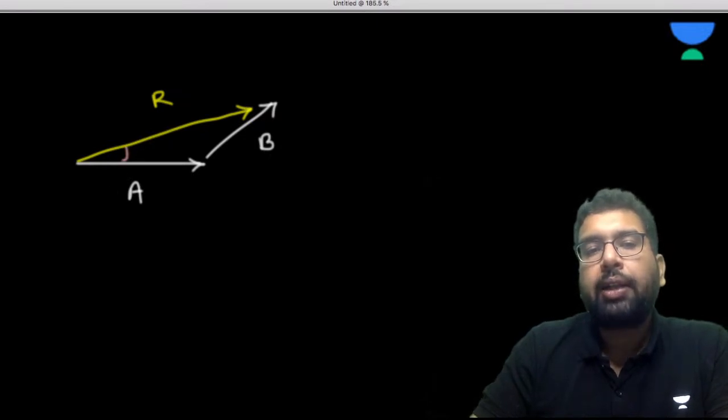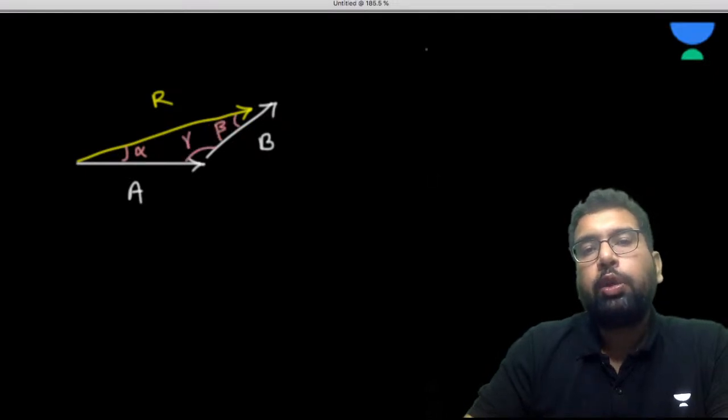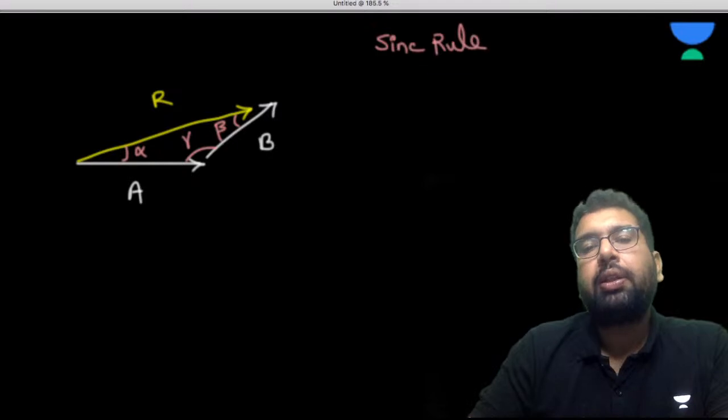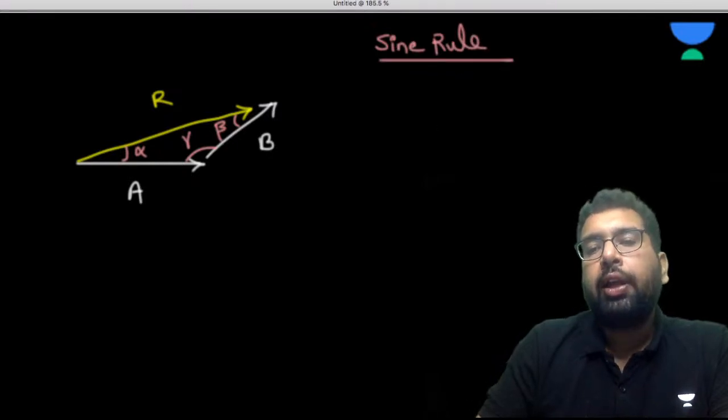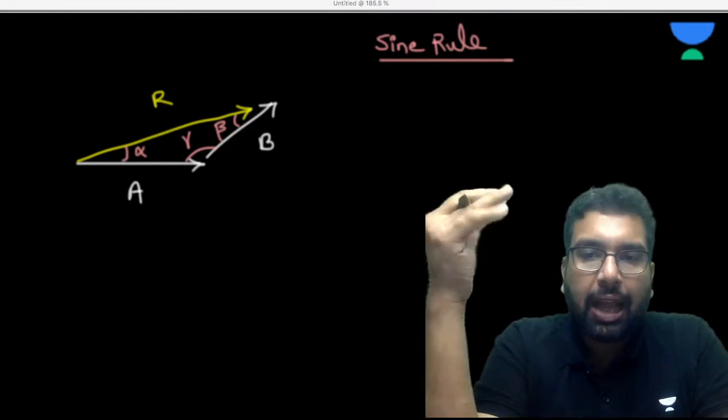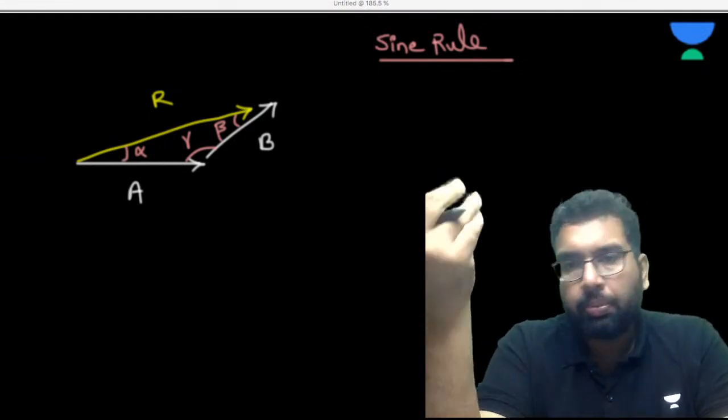Let's suppose this angle is alpha, this angle is beta, and this angle is gamma. So you can use the sine rule here. The sine rule is very useful and very helpful when you are dealing with forces. Lami's theorem is the outcome of it only.